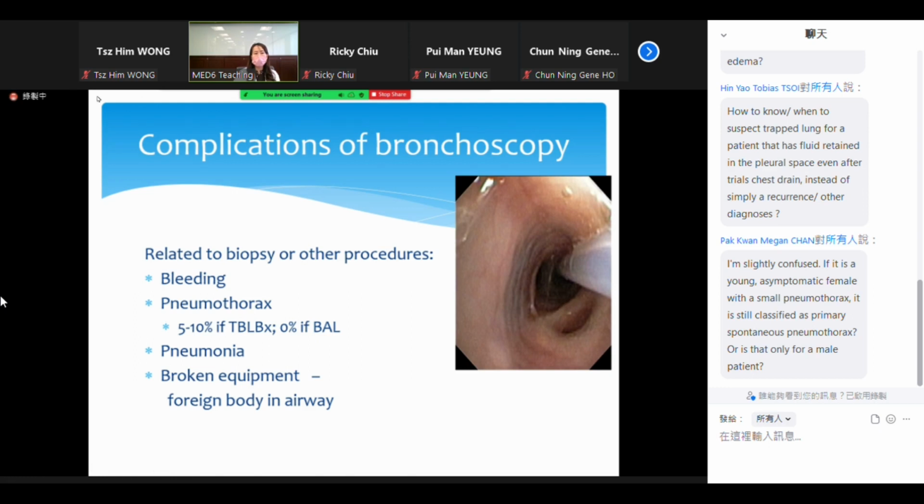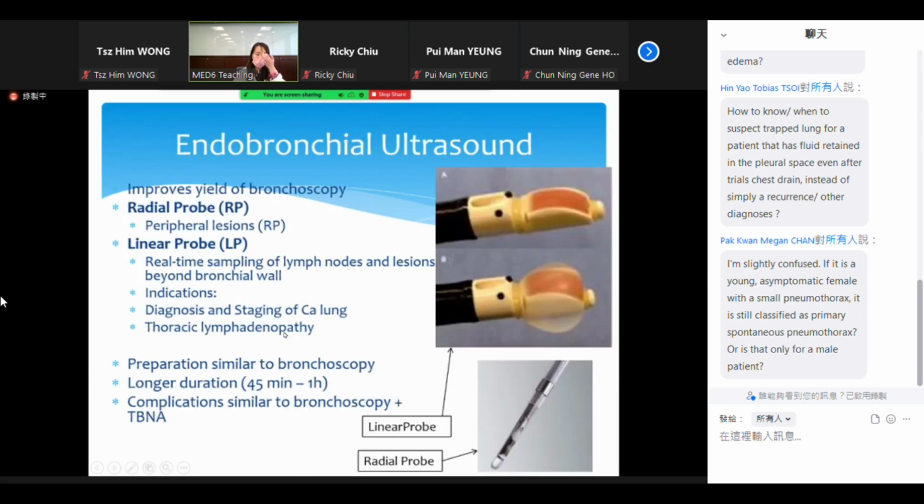or even death. If we do a transbronchial lung biopsy, that's when the biopsy forceps go through the end of the bronchus and into the lung parenchyma and take a biopsy. There's a risk of pneumothorax because we may hurt the visceral pleura. So we have to explain to the patient that if we do the transbronchial biopsy, there's risk of pneumothorax. And there's risk of infection or foreign body in the airway from broken equipment, but we have never had this happen. So this is all for bronchoscopy.